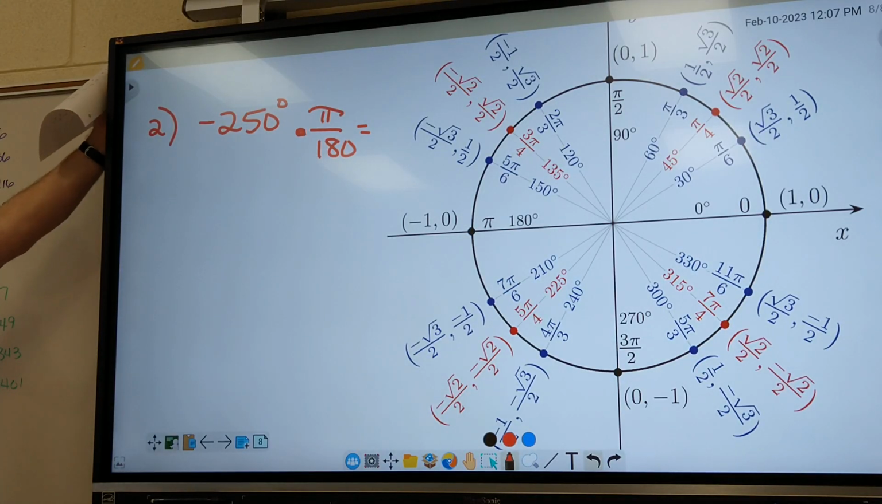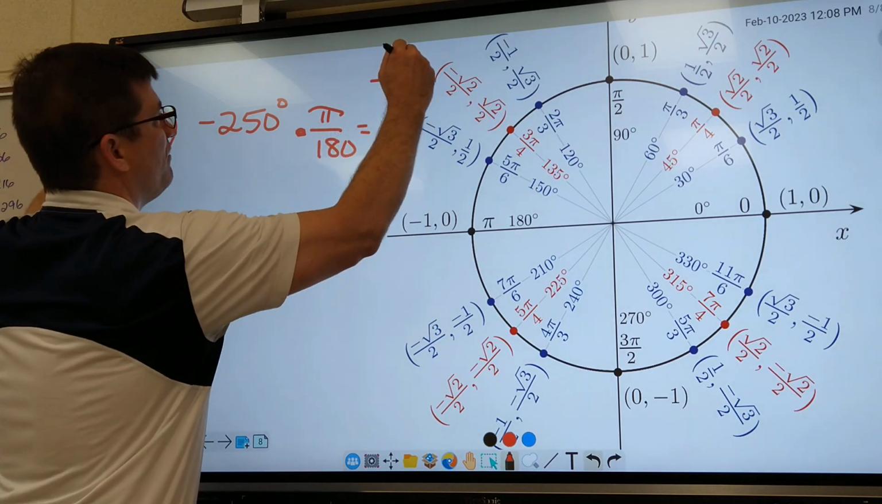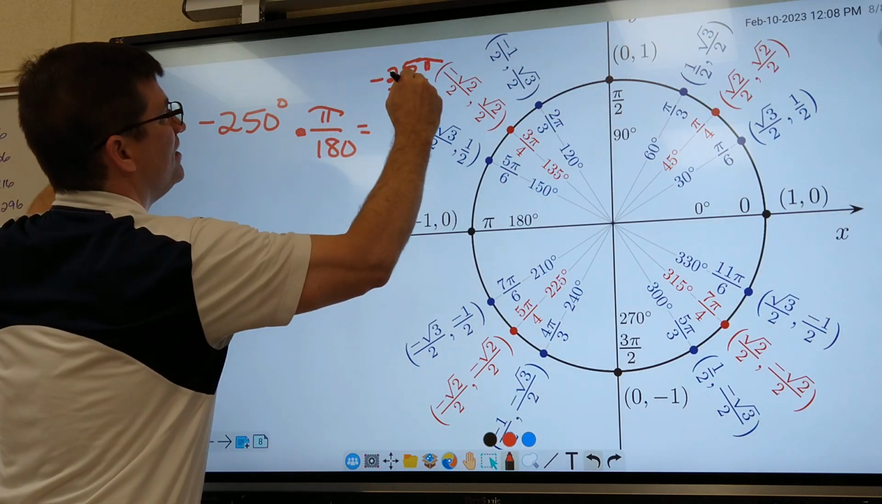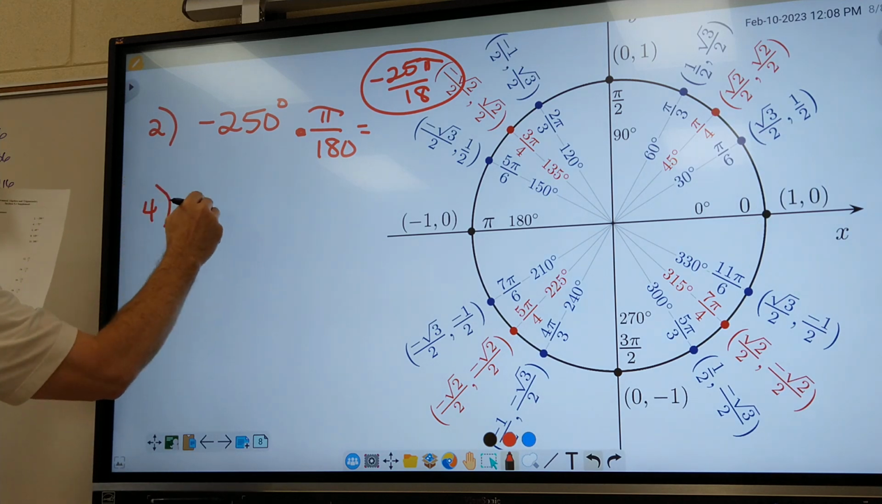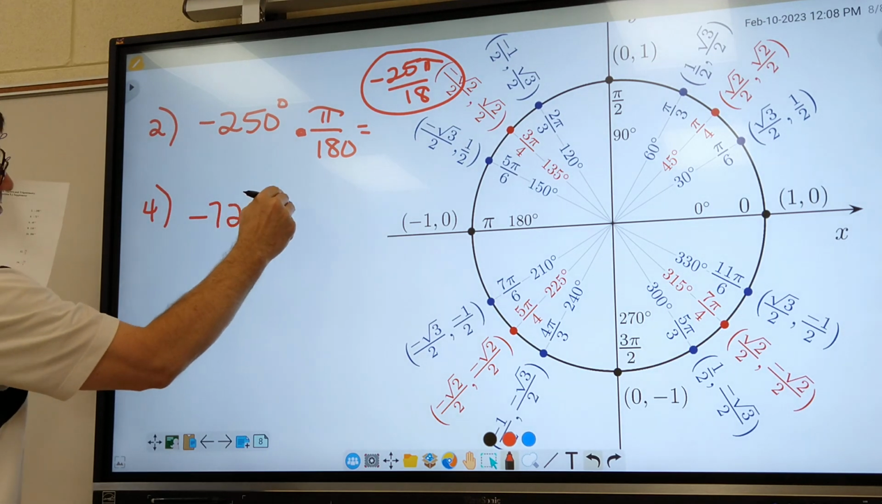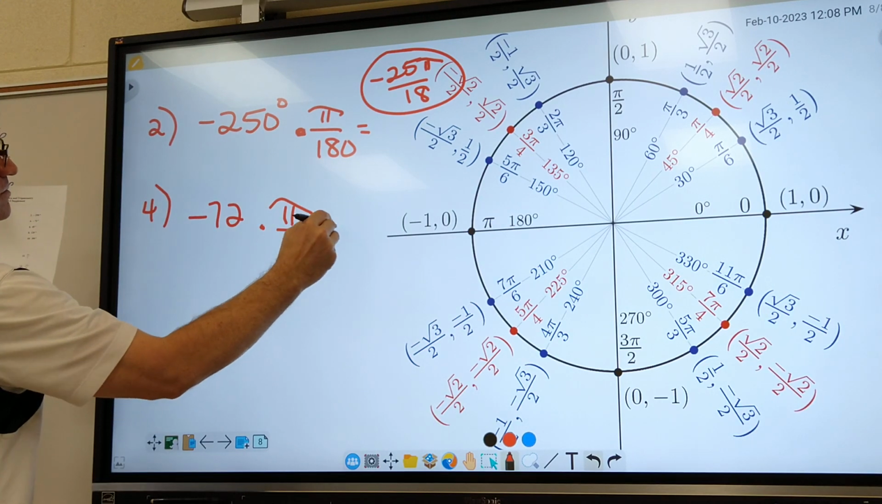And again, if you want to write that down on your unit circle so you won't forget what to times it by, that would be a great idea. All right, somebody times that out and tell me what you get. Negative 25 pi over 18. All right. Number 4, same thing. Negative 72 times by pi over 180. Get us an answer.